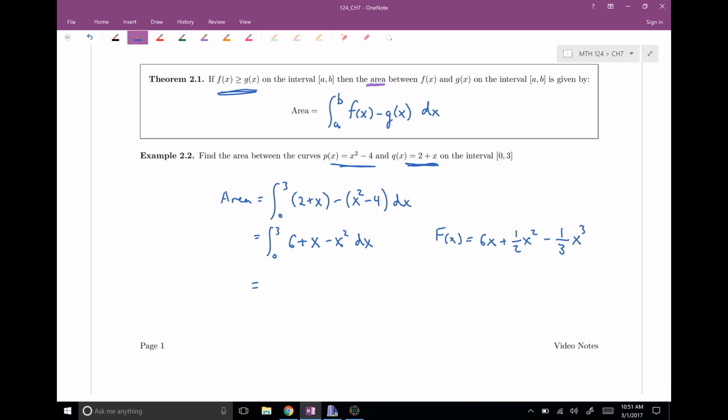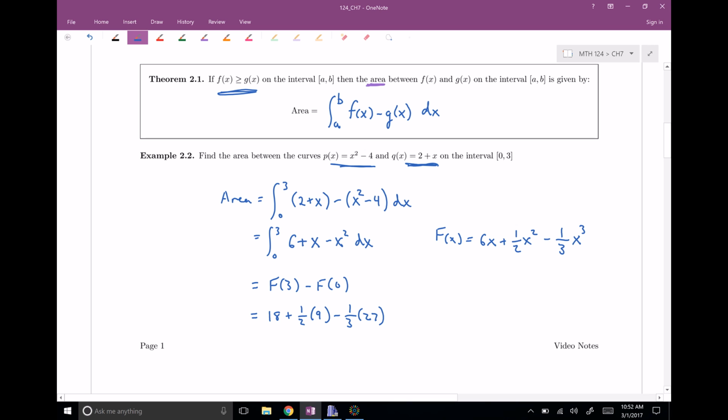Okay, so I'm going to evaluate this. This is going to be F of 3 minus F of 0, again, according to this fundamental theorem of calculus. So let's see, if I plug in 3, everywhere I see an x up here, I'm going to have, let's see, 18 plus 1/2 and 3 squared will be 9. And then minus 1/3 and 3 cubed. Okay, 3 times 3 times 3, that's going to be 27.